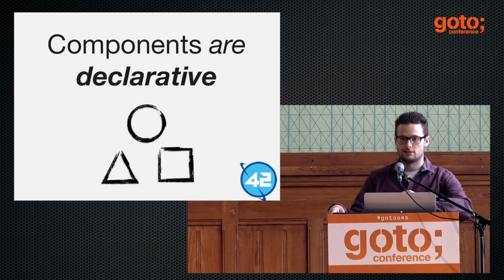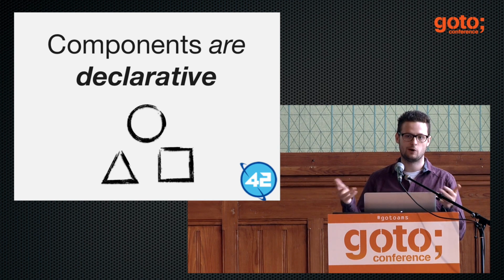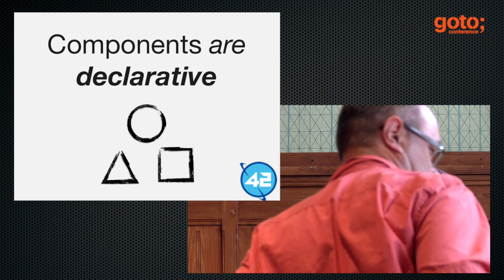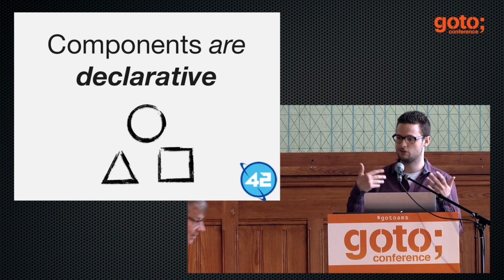Another characteristic is that a component is declarative. We all just saw this Google Map component in action, and it was very declarative. It was very easy, just by looking at the code, to figure out what the component was actually doing.